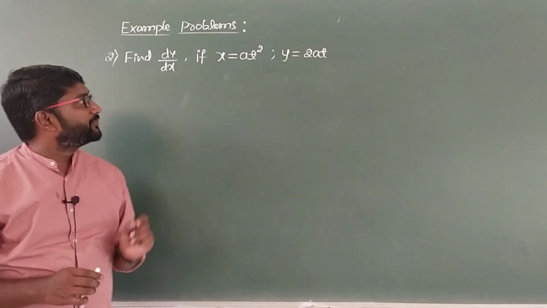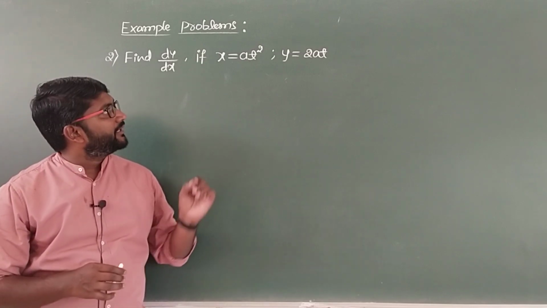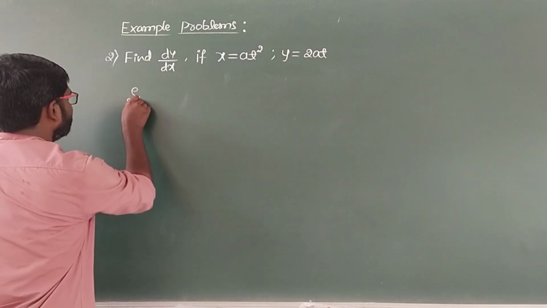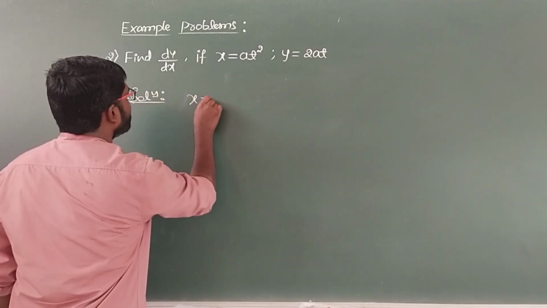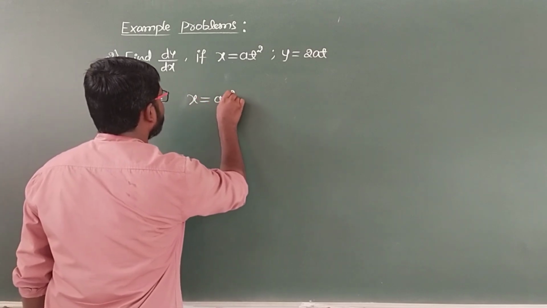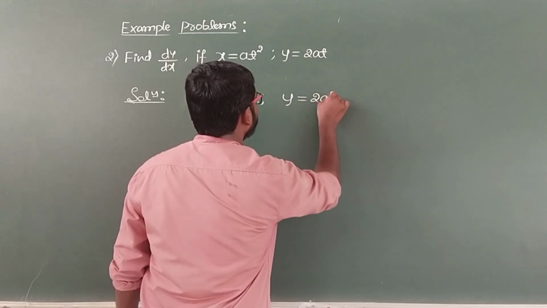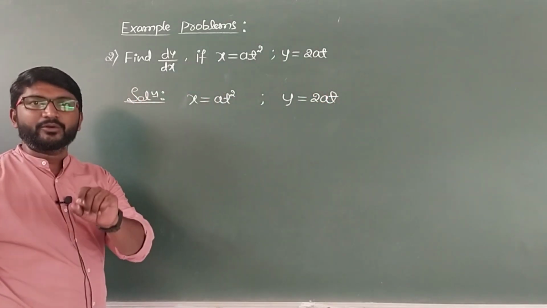Well, second example problem: find dy by dx if x equals a t square and y equals 2at. Let us go ahead with the solution. So I'll write x is equal to a t square, and on this side we have y equal to 2 times at. Let us differentiate both sides with respect to t now, small t.